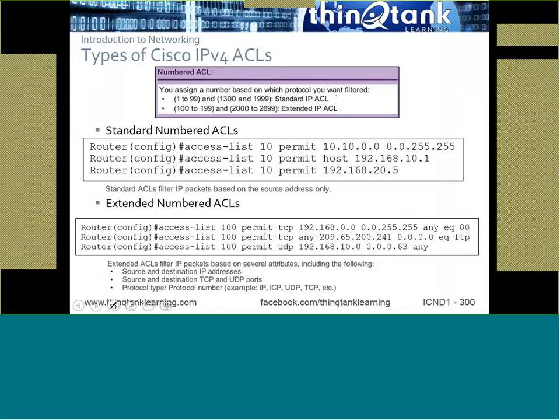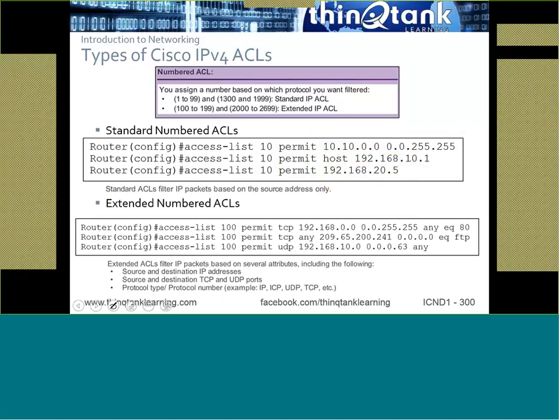Okay? So we have IPv4 ACLs, standard and extended. You guys remember what we could filter on with standard ACLs? What are we allowed to filter on with a standard ACL? Source IP. That's it. So I am permitting traffic, and I'm not worried about the syntax right now. We'll get into the syntax a little bit later. I am permitting traffic if it comes from this network. I am permitting traffic if it comes from this host. I am permitting traffic if it comes from that host.